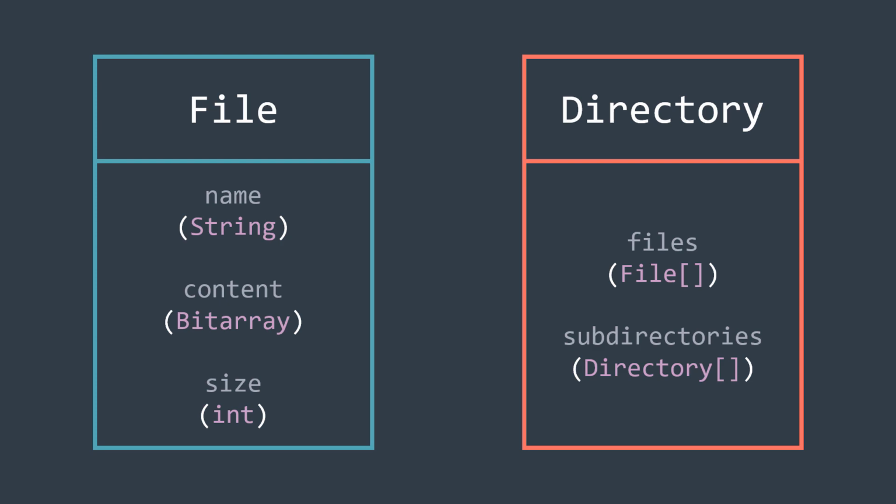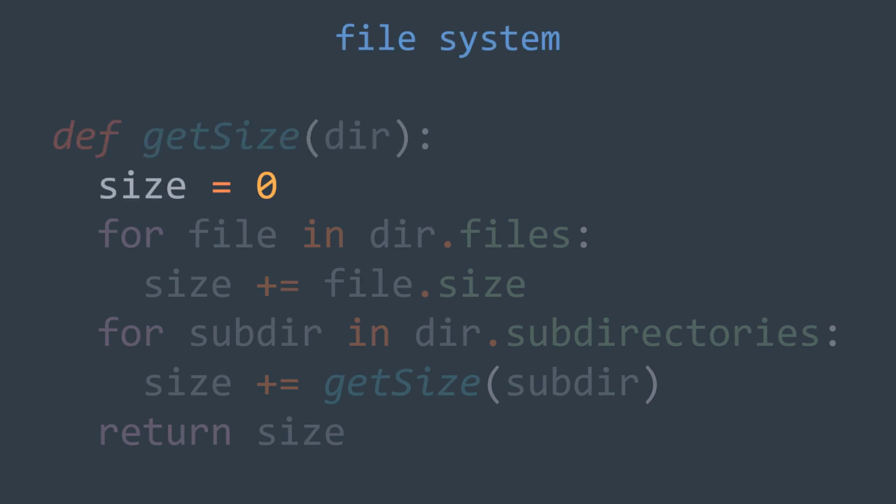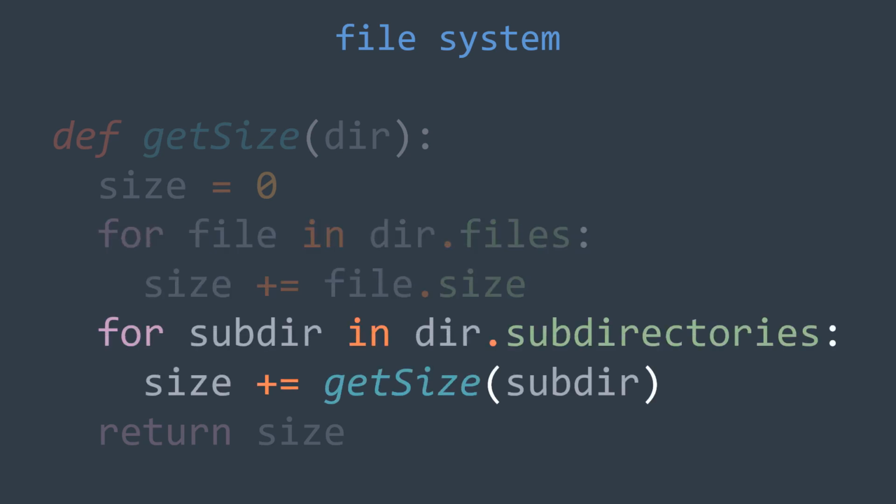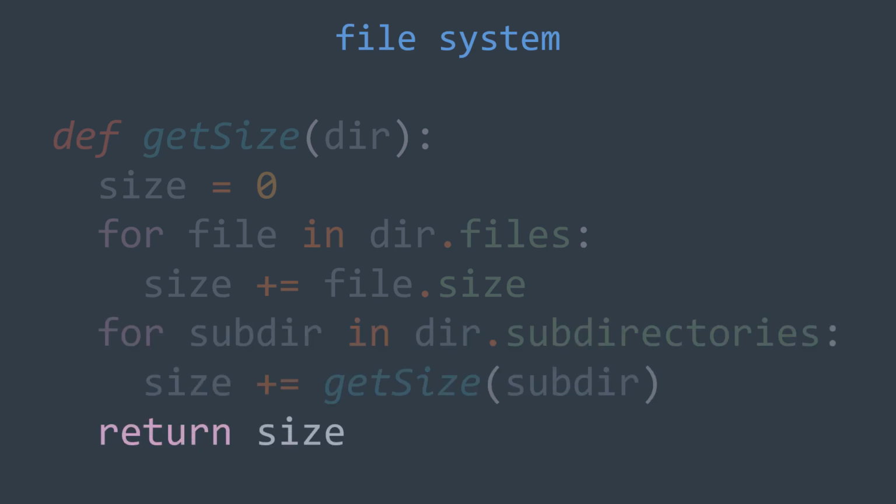We want to get the size of our file system, which is the size of the root directory. And we said that the size of a directory is the sum of files and subdirectories inside it. And this is what we're gonna write in this function. We create a variable size initialized to 0, then for each file in our directory's files we add the size, which is one of its properties. Then we also need to get the sizes of the subdirectories, so for each subdirectory we get its size by calling the same function, because subdirectories are also considered as directories, and we add the size to our variable.